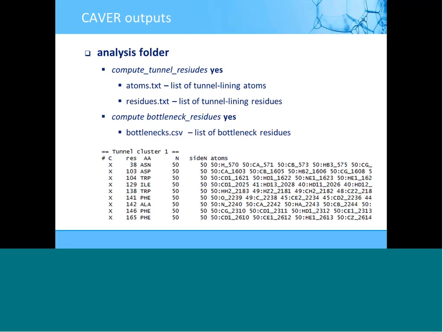These files look something like that, so you get the information about the protein chain, the residues, then how many times they contributed to the tunnel or the bottleneck, how many times it actually involves the side chain of the residue, not the backbone, and which atoms and how many times were involved from this residue.